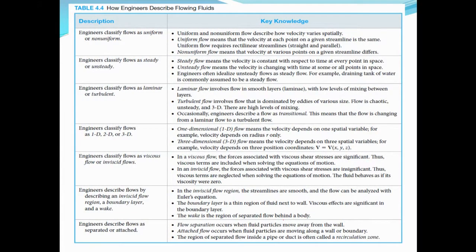The wake region is the region of separated flow behind a body. The boundary layer is a thin region of fluid next to a wall. Okay, and viscous effects are significant in the boundary layer. And here, flow separation occurs when fluid particles move away from the wall. Okay? The fluid particles are separated from a solid boundary. Okay? And attached flow occurs when the fluid particles are moving along a wall or boundary. And the region of separated flow inside a pipe or a duct is often called a recirculation zone.